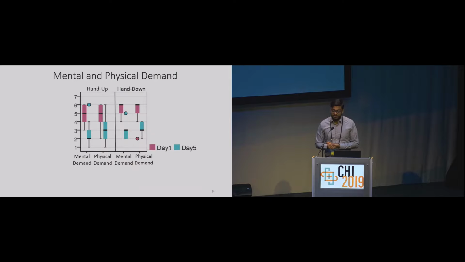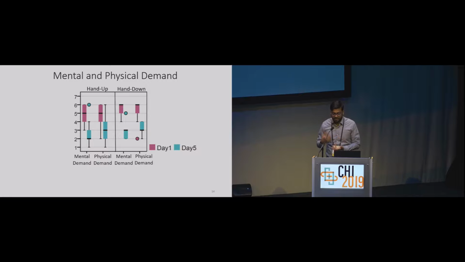We also asked participants to rate the mental and physical demand on a 7-point Likert scale after day 1 and after day 5. And you can see that on day 1, both of them are pretty high. And this is actually because it takes participants a bit of time to get used to performing the wrist rotation according to the mapping that's required. But by day 5, both the mental and physical demand come down as participants get more comfortable.